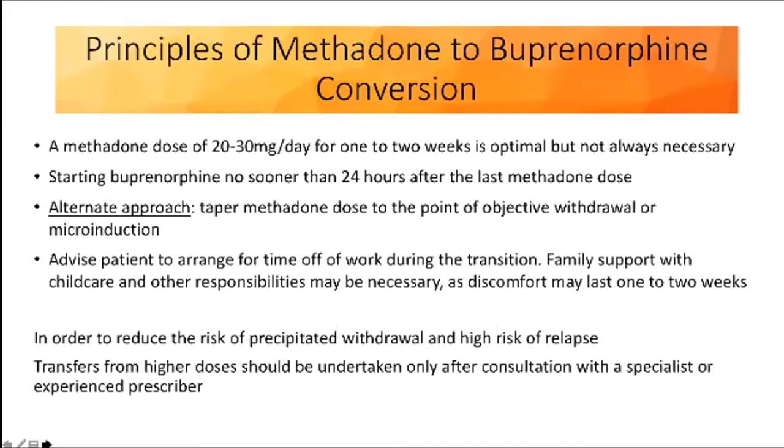So if we're looking to switch from methadone to buprenorphine, a dose of 20 to 30 milligrams a day for 1 to 2 weeks is optimal. Starting bupe, as we said, no sooner than 24 hours. I'd say it's usually advisable to go a little longer if the patient can tolerate it. There is also a cross taper where you taper to the point of objective withdrawal and then give microdoses of buprenorphine.